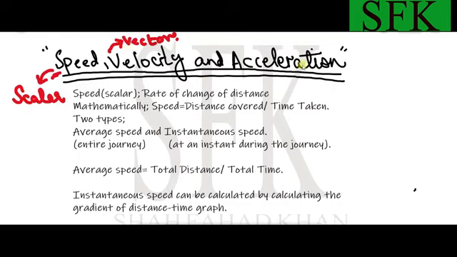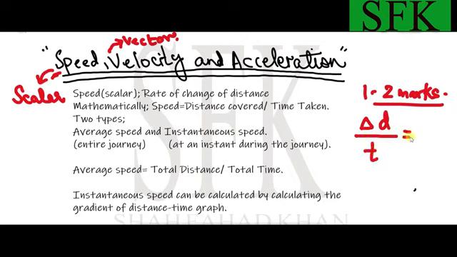Okay, let's look at the definitions. These are important definitions because they are repeatedly asked in the exam for at least 1 to 2 marks. Speed by definition is the rate of change of distance. Rate of change of distance means basically change in distance with respect to time is equal to speed. Mathematically, this is one way of writing it. It can also be written as speed is equal to distance covered, which is basically the change in distance, divided by the time taken in covering that distance, so divided by the time.